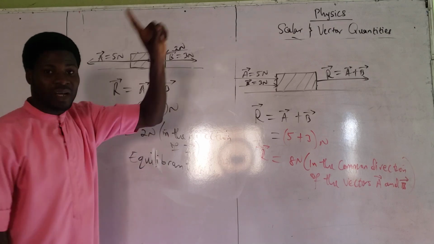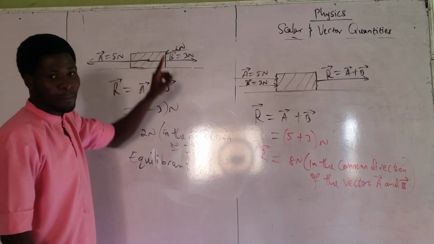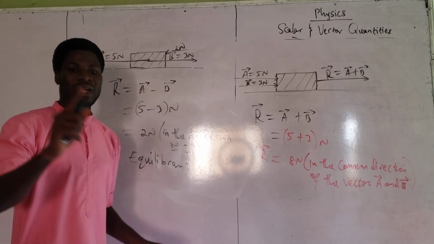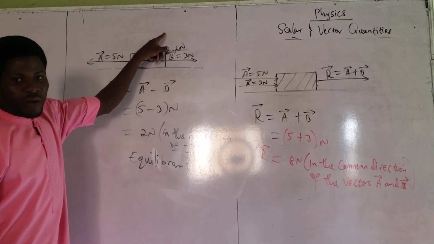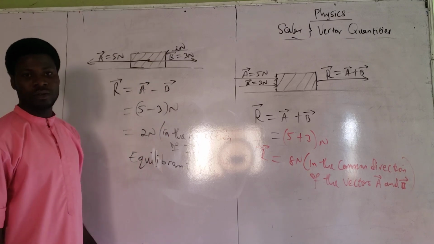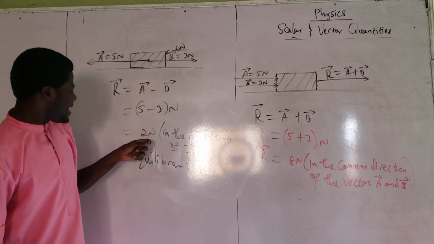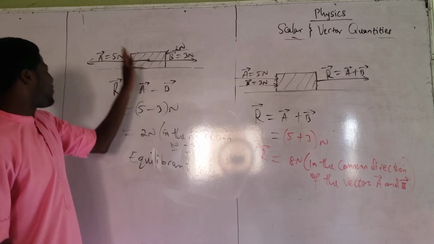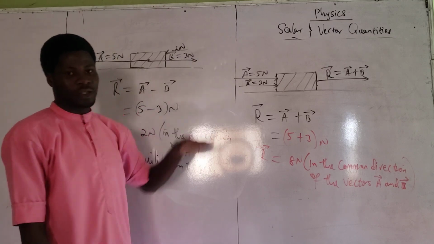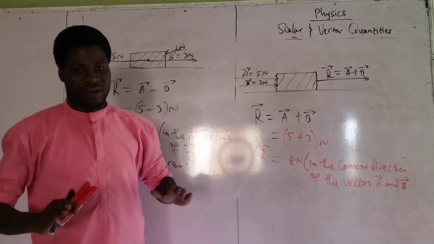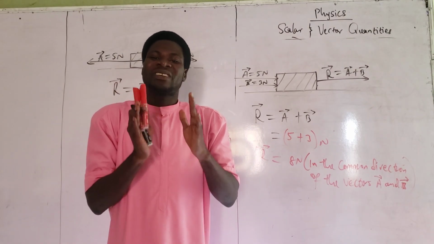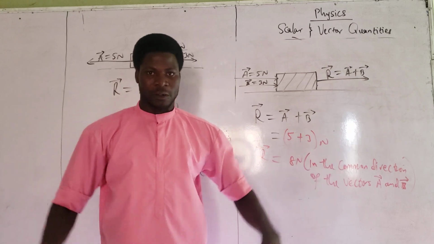So the 2 Newton force that the third person applied is the equilibrant. That's what we call equilibrant. Look at the magnitude of the resultant and the equilibrant. Both of them are 2. But the resultant acts towards the vector with higher magnitude, while the equilibrant acts towards the vector with smaller magnitude. So both equilibrant and resultant are equal in magnitude, but they act in different directions.